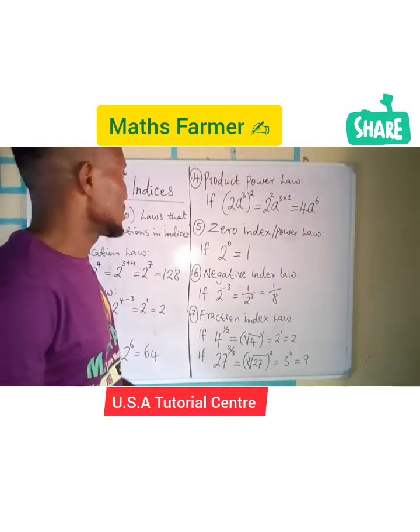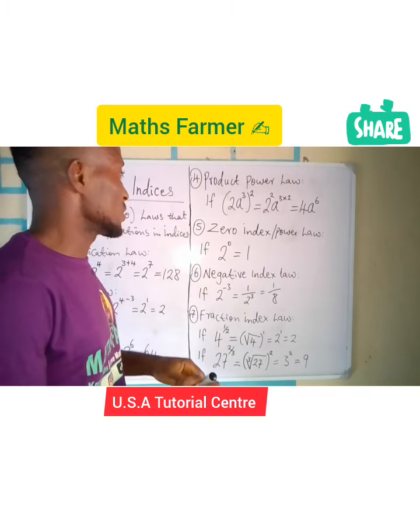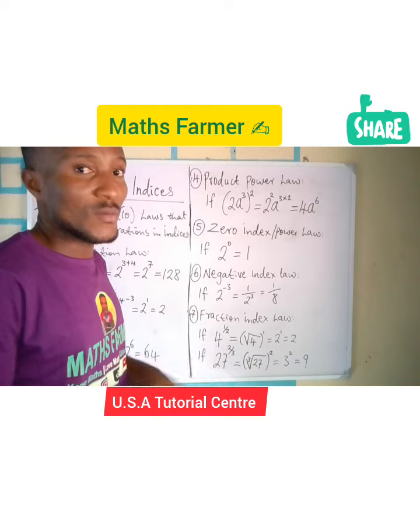Then the fifth one, the zero index law. If we have 2 raised to power 0, it is the same thing as what? 1. Anything raised to power 0 will give us 1, by the laws of indices.